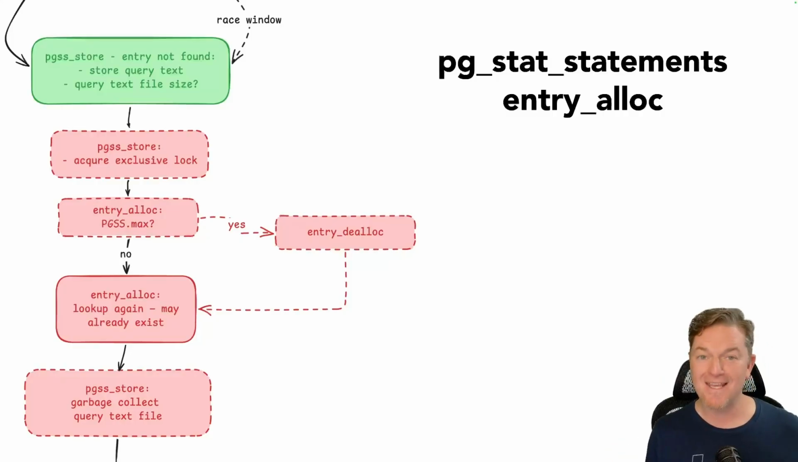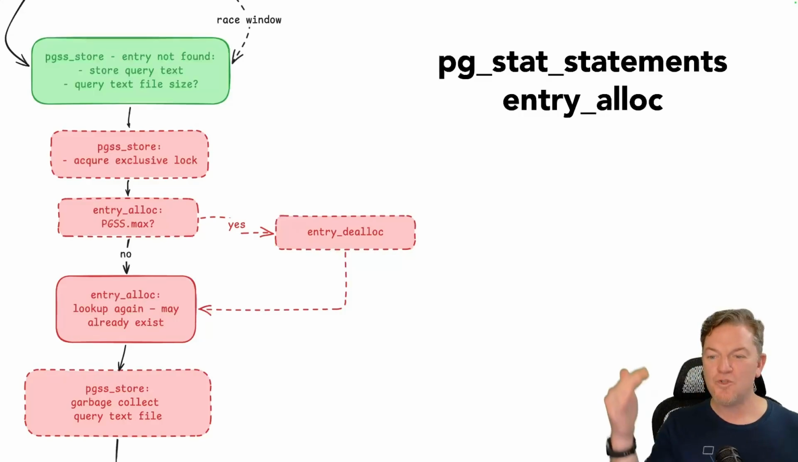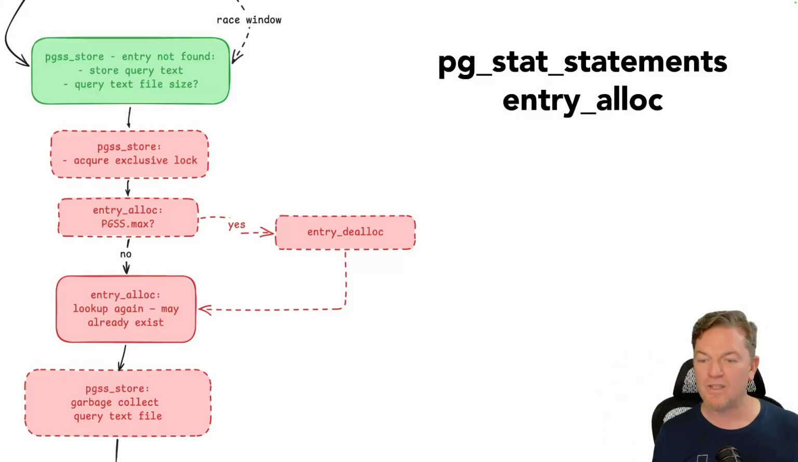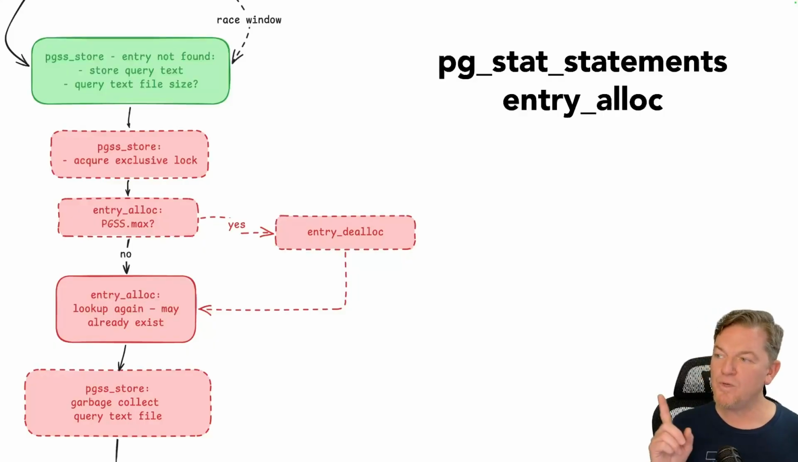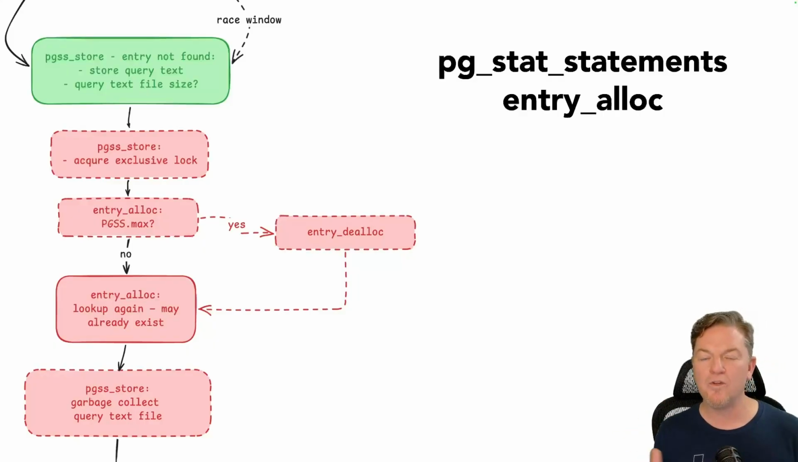Well, there are other processes that are running queries. And so during this little switch between locks and maybe deallocating, there's a chance that another process got this same query from another call and was able to store a reference to this query in the hash table. And so we just check one more time to make sure we are the ones that are going to allocate it.